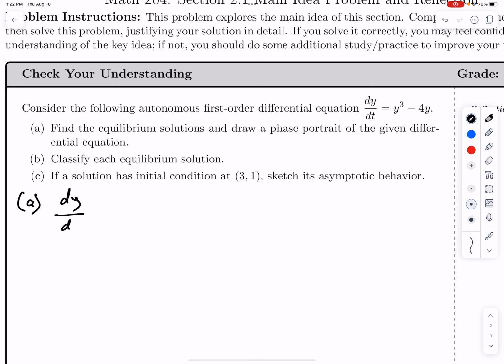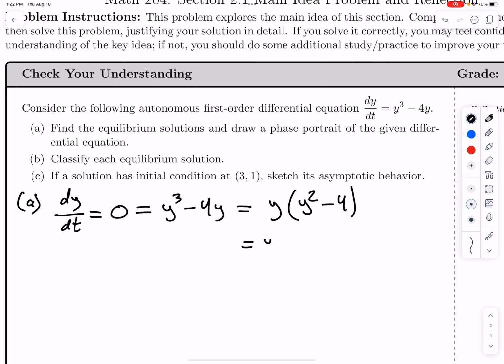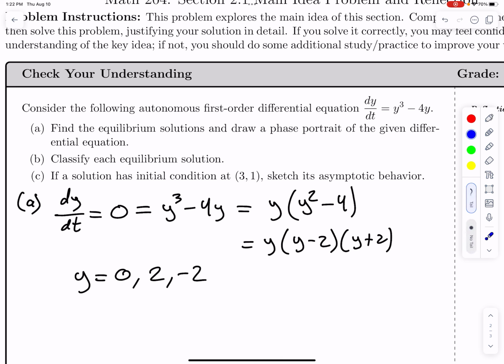Equilibrium solutions are where the derivative is equal to 0. Essentially this just gives us an algebra problem. We can factor out the y, and then we can factor the quadratic y squared minus 4 into (y minus 2)(y plus 2). You can see that when y equals 0, y equals 2, or y equals negative 2, the right-hand side is equal to 0, which means the derivative is 0. That's the idea of a constant solution, or an equilibrium solution.